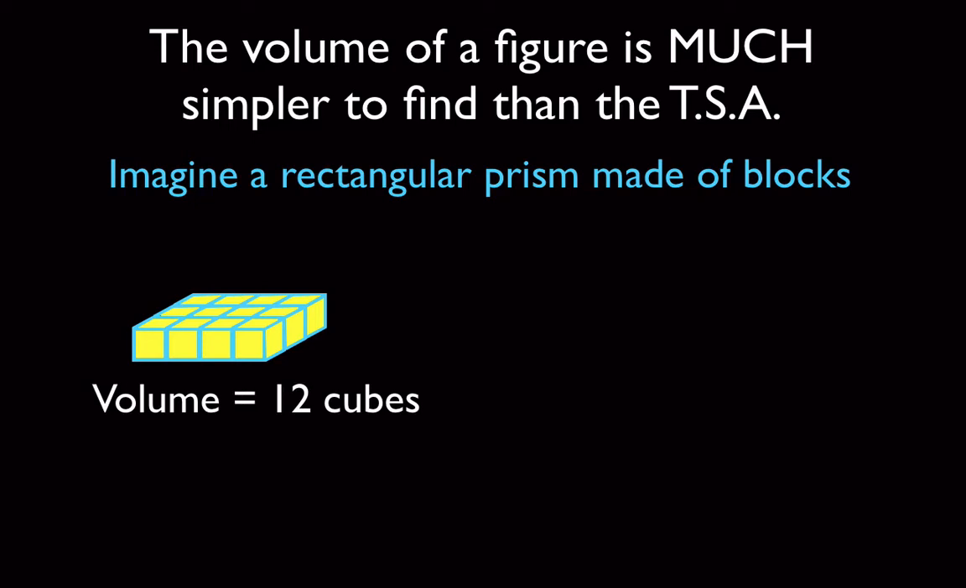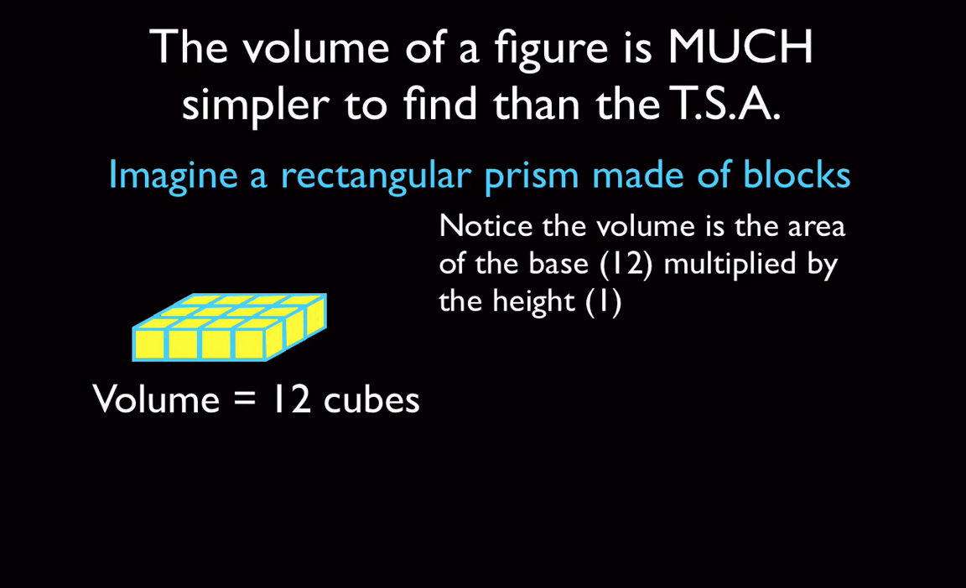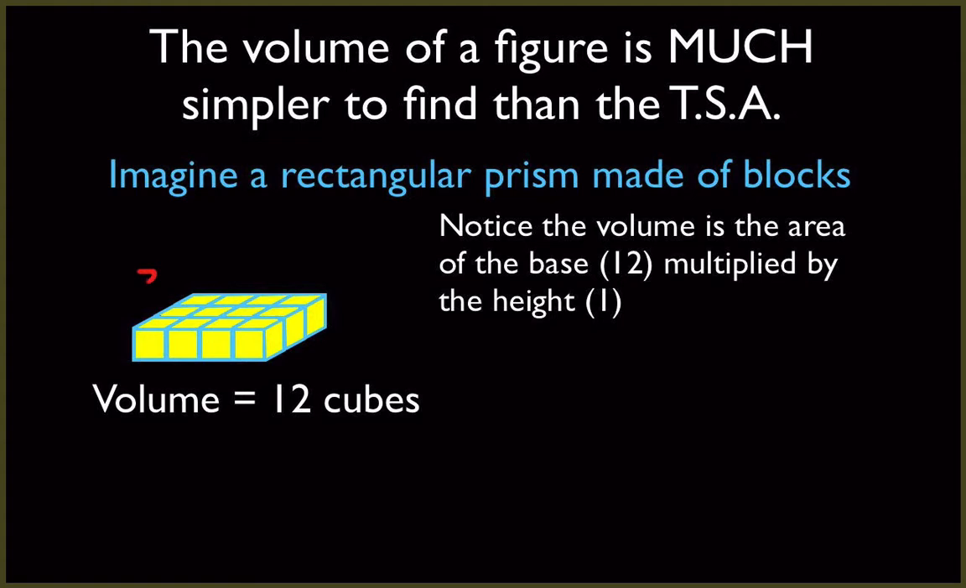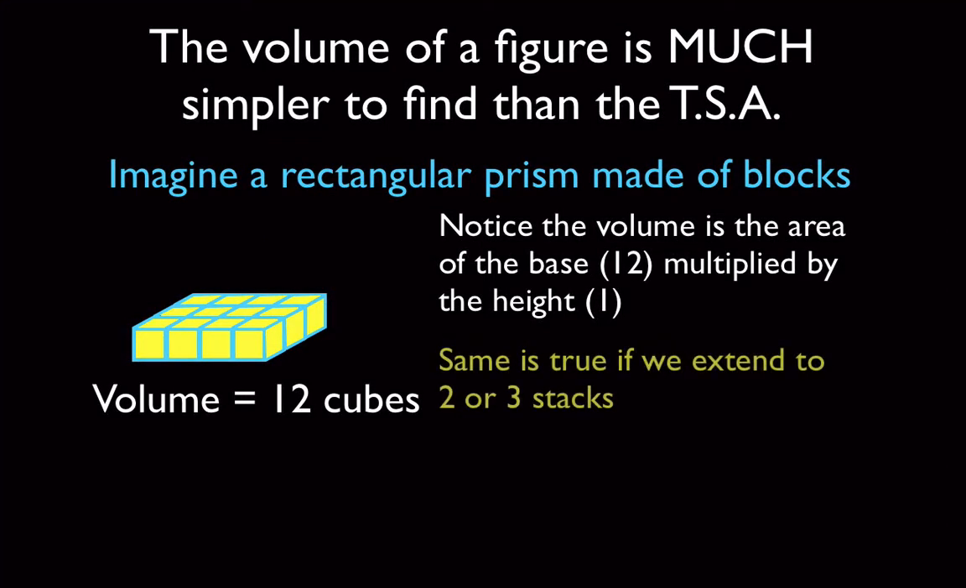Well, the question is, how can we figure out a way to get that number 12 if we don't have cubes drawn in there like that? How are we going to figure out what the volume is? Notice that really what I have is the area of the base, and by that I mean my base is the 3 by 4 rectangle. So what I've done is I've taken that and multiplied it by the height, which is 1.